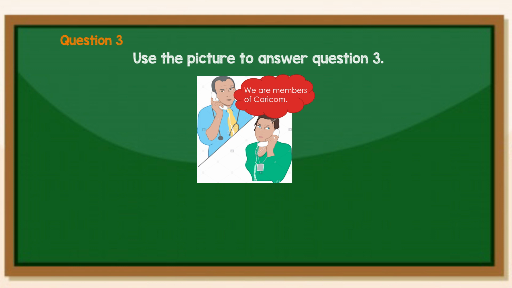Question 3. Use the picture to answer question 3. As you look at the picture, I am sure you can identify that a conversation is indicated on that picture. Yes, a conversation that says, "We are members of CARICOM." This is coming from the male in the picture, and of course, he's communicating with the female.